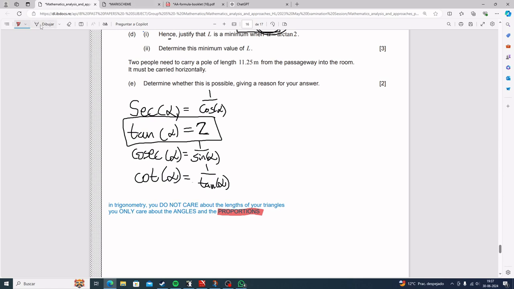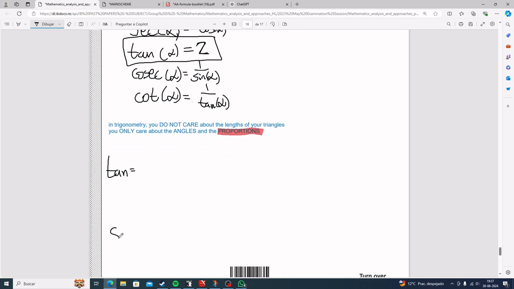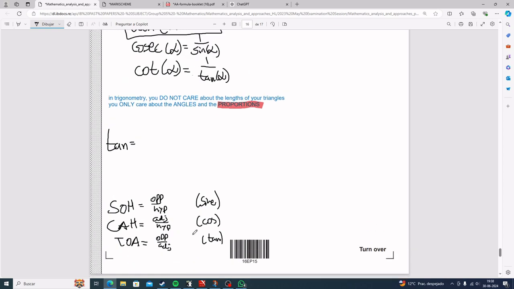Bear with me for a moment. Tangent, you guys, we know comes from Soh Cah Toa. So Soh Cah Toa, as I mentioned earlier, for sine, the Soh is going to be opposite over hypotenuse. So this is for sine, right? For cosine and for tangent. For sine, you have opposite over hypotenuse. For cosine, you have adjacent over hypotenuse. And for tangent, you have opposite over adjacent. So, what's the big deal here?